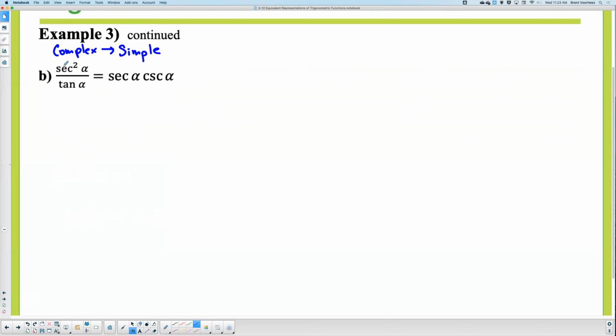Okay, so let me walk you through here. Right now, we're dividing by a tangent. I want to get rid of the fraction to try and make this simple. Tangent dividing is the same thing as multiplying by which function? Cotangent. That is called a reciprocal identity.